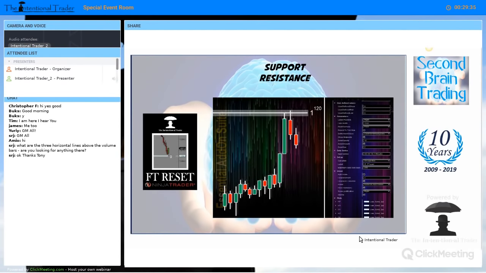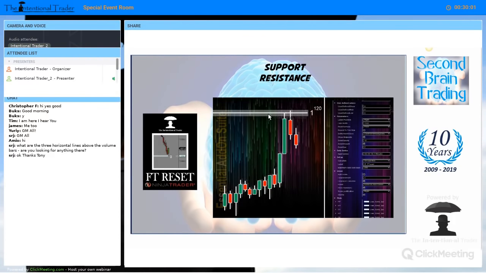So we have an indicator called the FT reset, or first touch reset, which was the name of my very first pullback trade. It was called the first touch trade, and it was the first touch of these major areas of support or resistance. For these major areas, I use what most people use, and that is floor trader pivots.